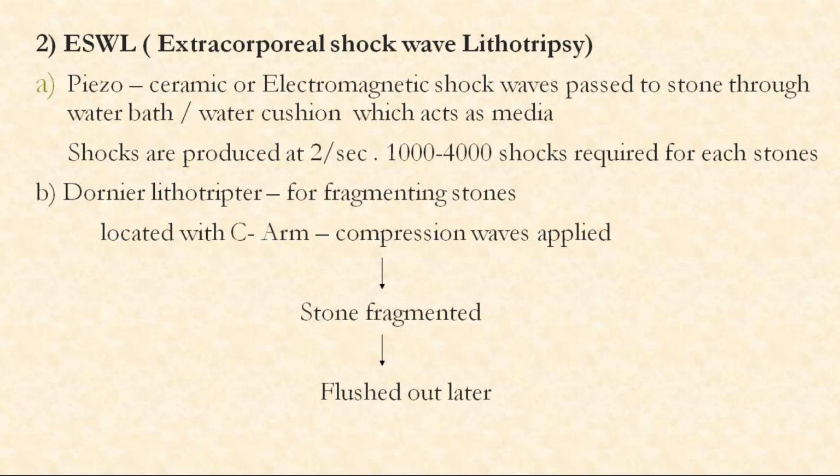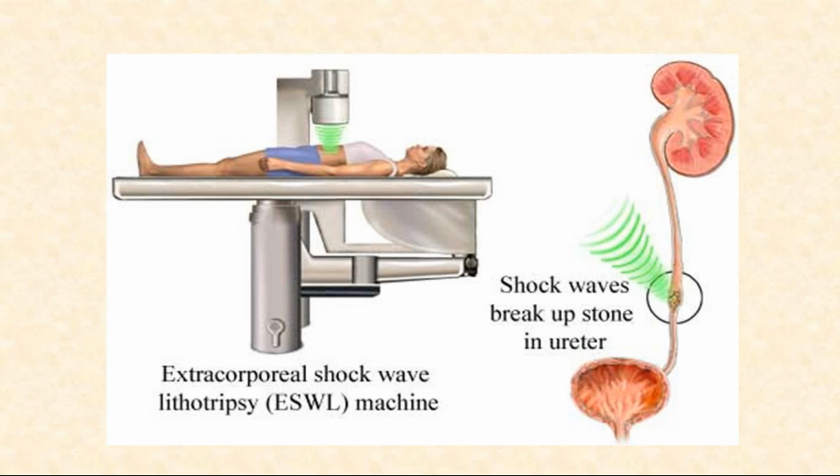Next, the Dornier lithotripter. Suppose the stone is inside the ureter or in the renal pelvis, you can use this Dornier lithotripter. There is a specified device into which the Dornier bag is introduced. I will show the diagram later. This is the ESWL shock wave therapy to be given. The stone goes into the shock wave therapy, breaks down, comes down to the bladder, and is flushed out. This is the ESWL mechanism.